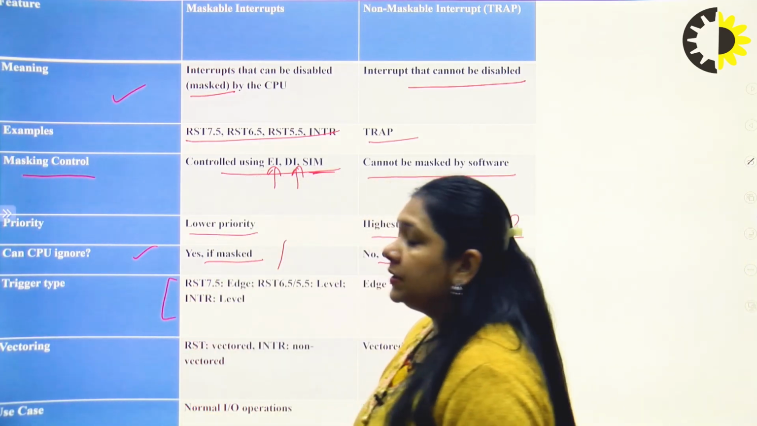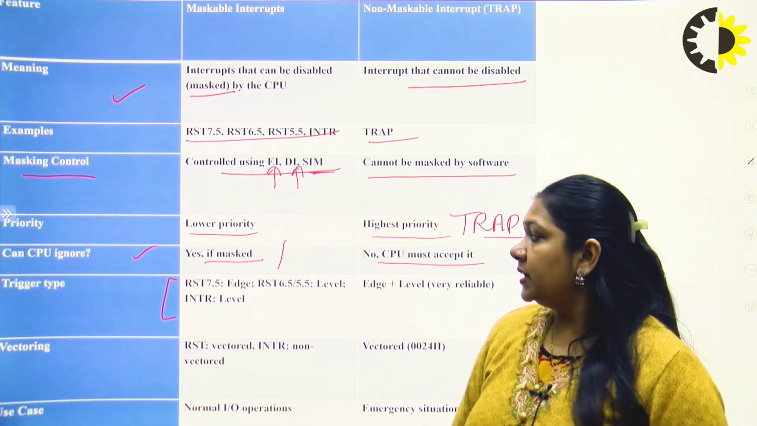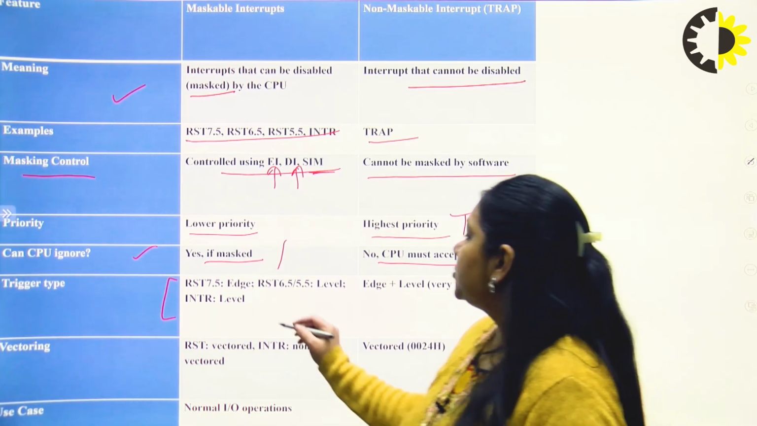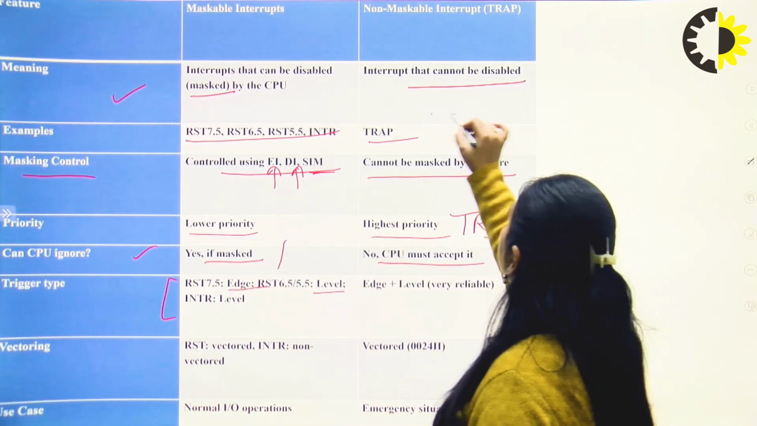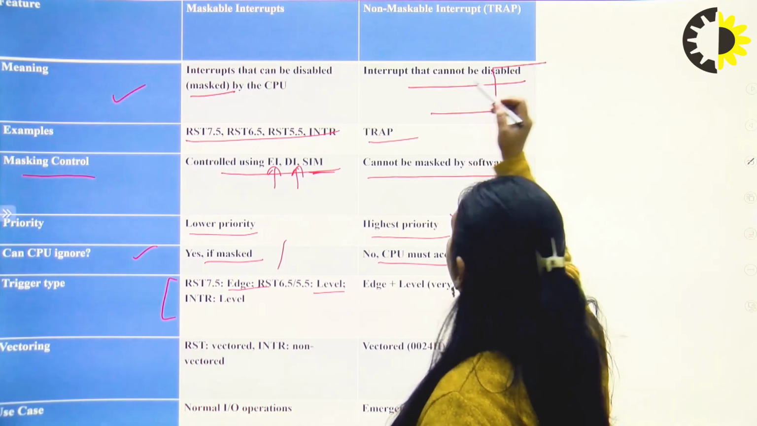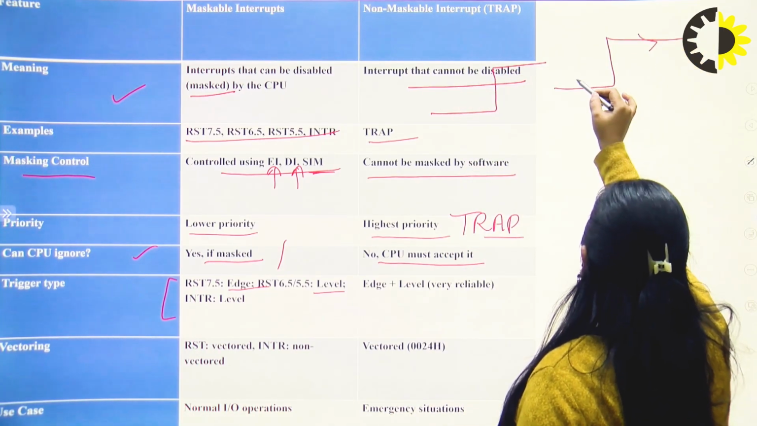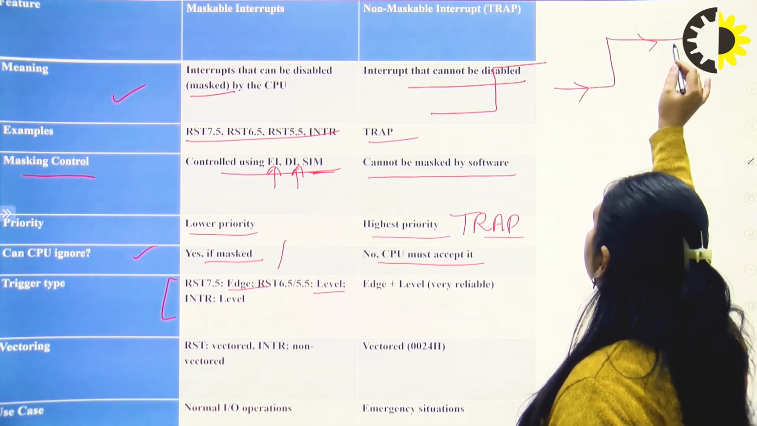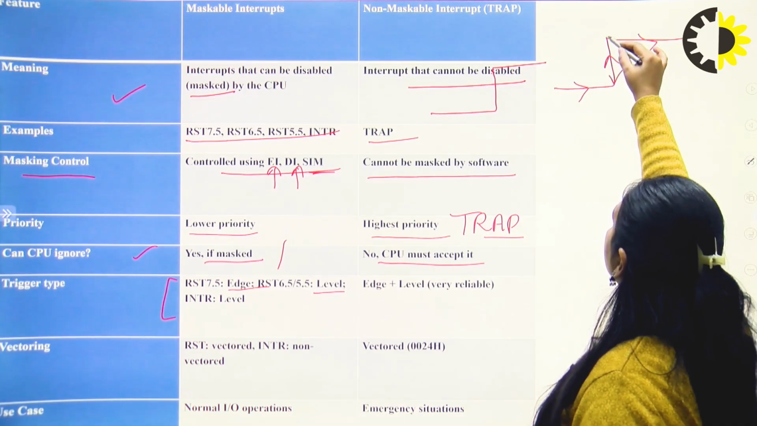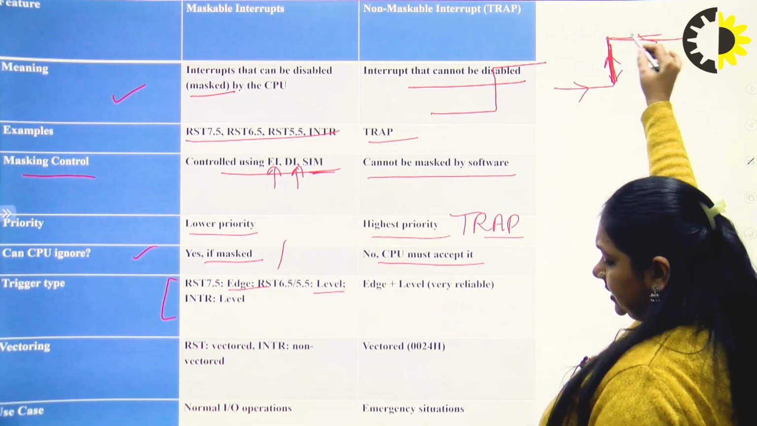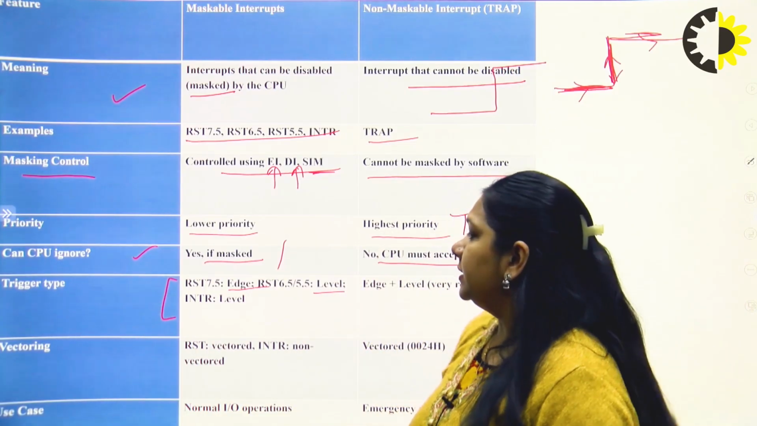Trigger type: if I talk about the trigger type, there are 2 types of triggers. One is edge triggered and another one is level triggered. If we see the diagram of this, this is level triggered, there is some level. And this is edge triggered, rising edge or falling edge. So two types of triggers are there.